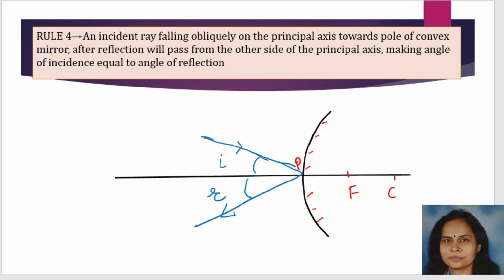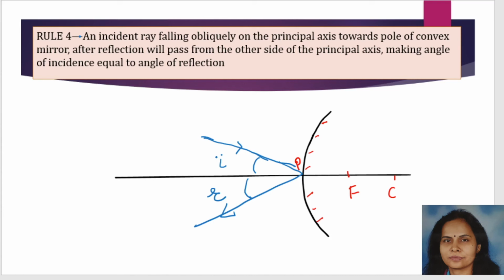So rule 4 says an incident ray falling obliquely. So what do you mean by obliquely? Obliquely means falling in such a way that it makes an angle with the principal axis towards the pole of the convex mirror, and after reflection it will pass to the other side of the principal axis, making angle of incidence equal to angle of reflection. So now the question arises: is it the case that only in rule number 4 the angle of incidence equals the angle of reflection? No. Angle of reflection and angle of incidence are equal in each case, in each rule.